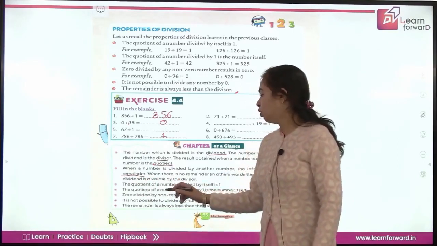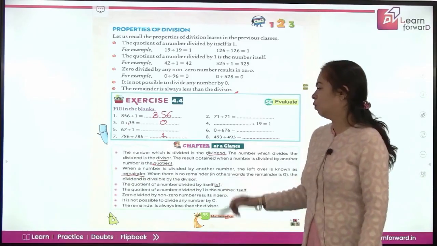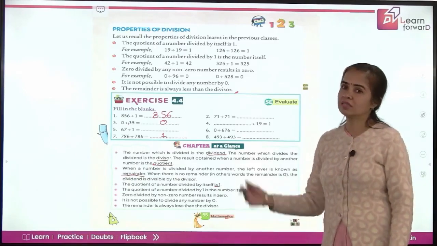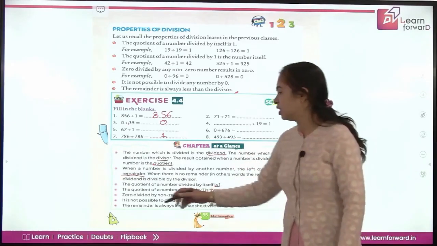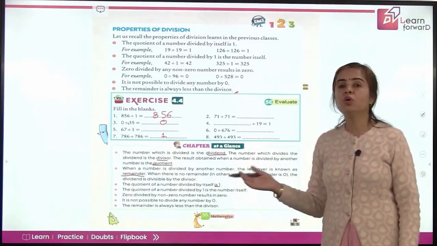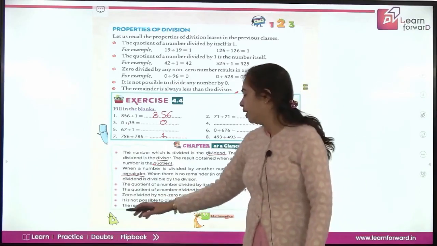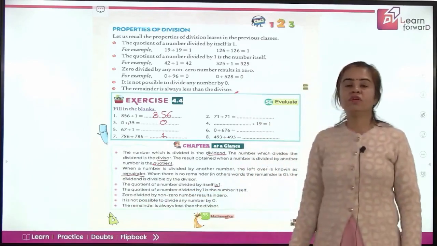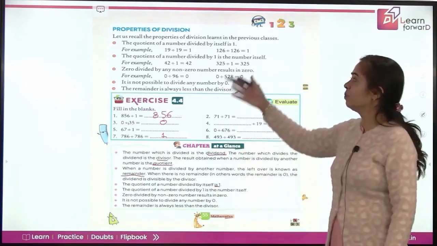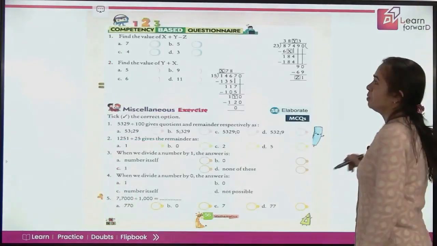The quotient of a number divided by itself is 1. When a number is divided by 1, the answer is the number itself. 0 divided by any non-zero number is 0 and it is not possible to divide any number by 0. And the remainder is always less than the divisor. So these are just the same properties we have revised here that you should always keep in mind.